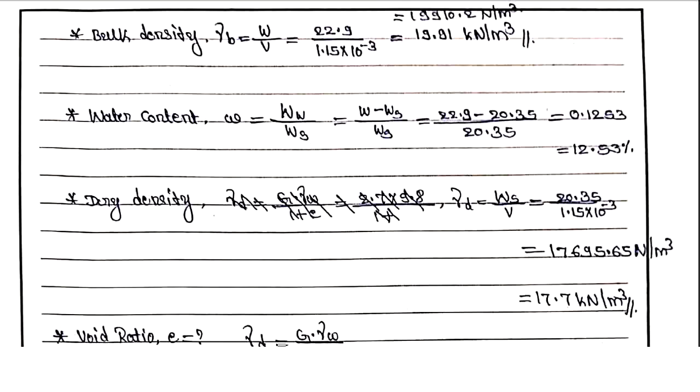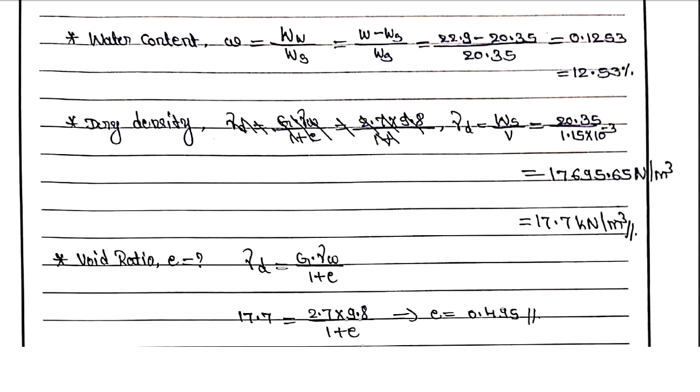Next, dry density. γD is equal to weight of soil solids divided by total volume. We substitute the weight in completely dry condition, so the weight of soil solids is 20.35 divided by 1.15 × 10^-3, which gives us the density in dry condition, that is the dry unit weight. So we have found three quantities.